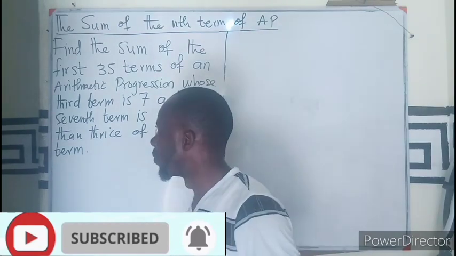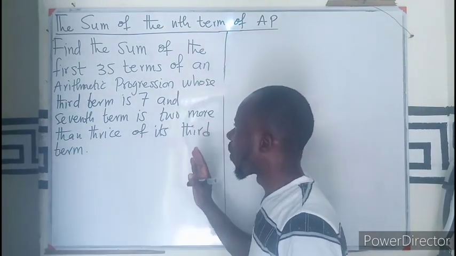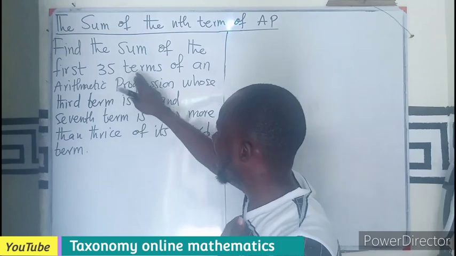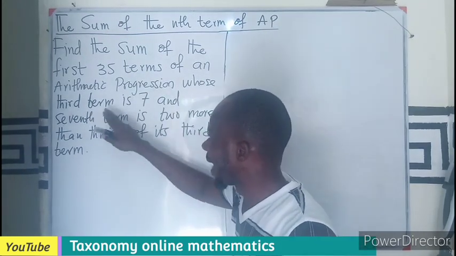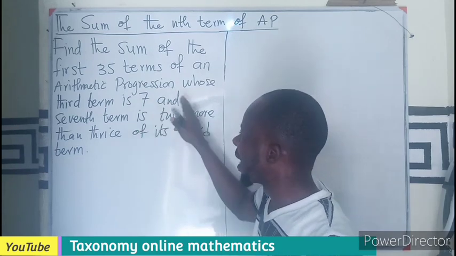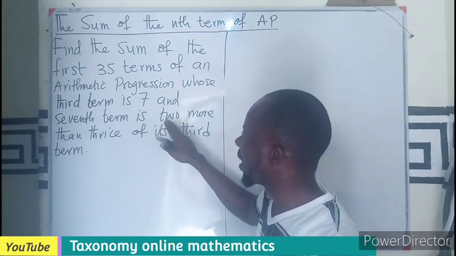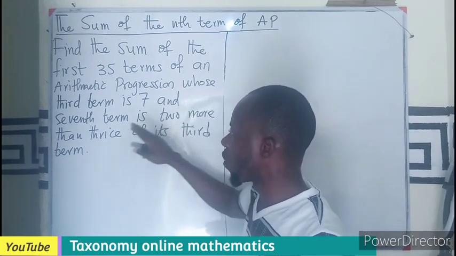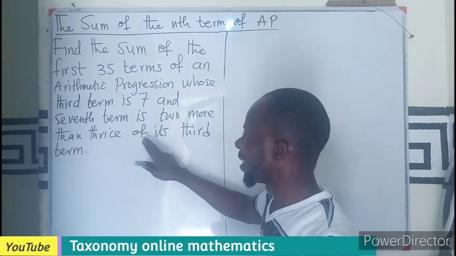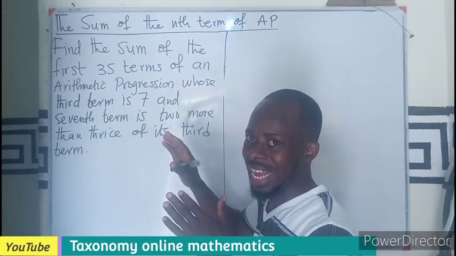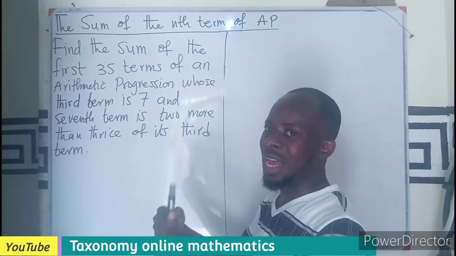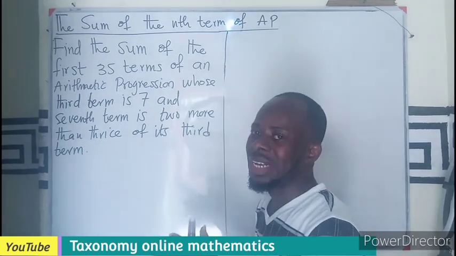So in this episode, we are to find the sum of the first 35 terms of an AP whose third term is given as 7 and the seventh term is given as 2 more than thrice that of the third term. So this is more or less like an additional word problem joined with what?